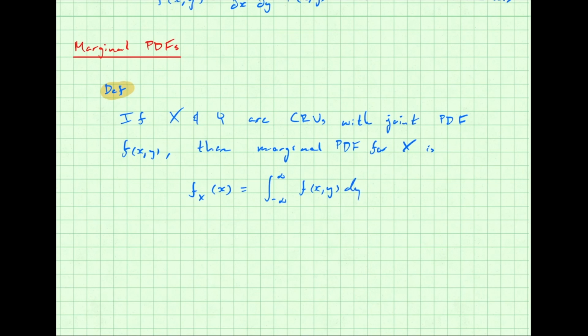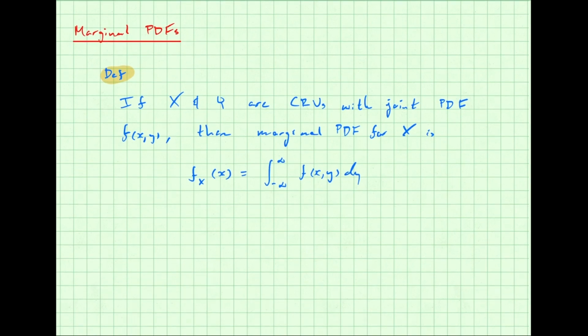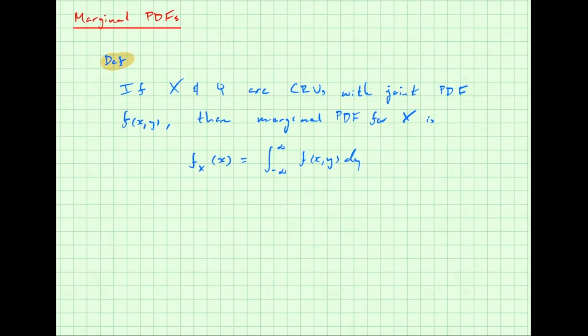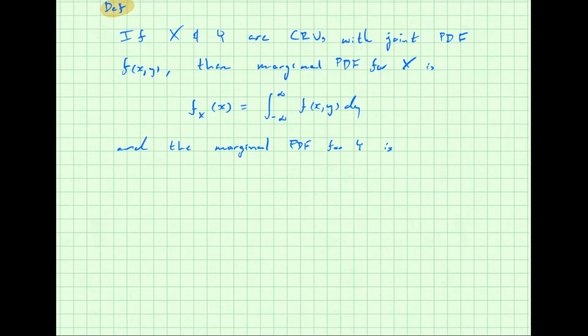Like that. So that's probably what you would have expected. And then similarly, the marginal PDF for y looks just like that. We integrate over x, eliminate x.